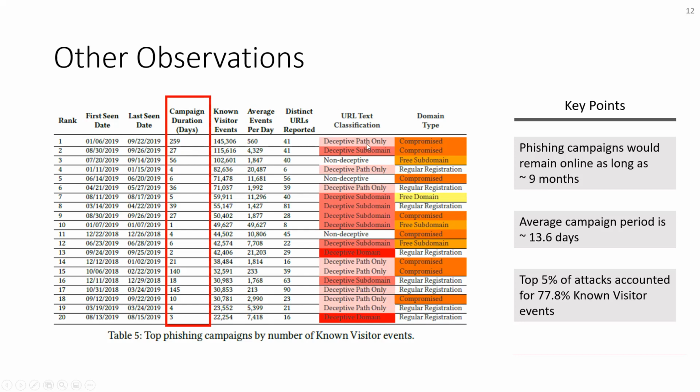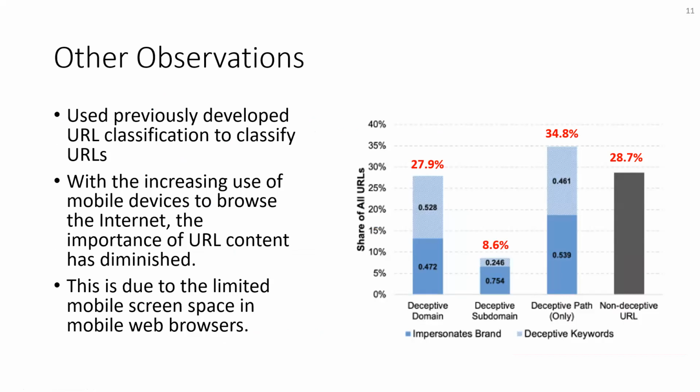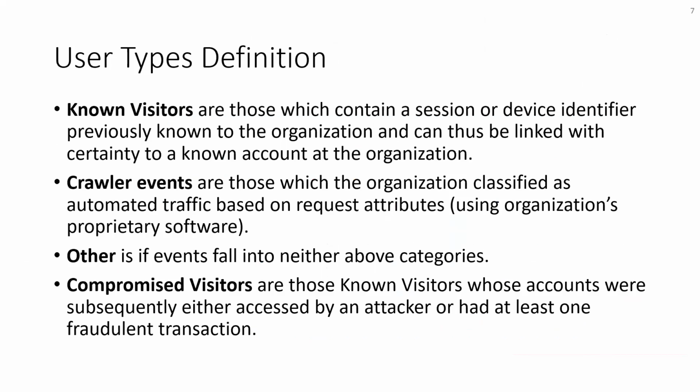Then based on what criteria do they rank the campaign? Based on the number of known visitors events. Non-visitor events. Let me think about it. The non-visitor events. Will you please go back to the previous slides? I would like to check the type of events.